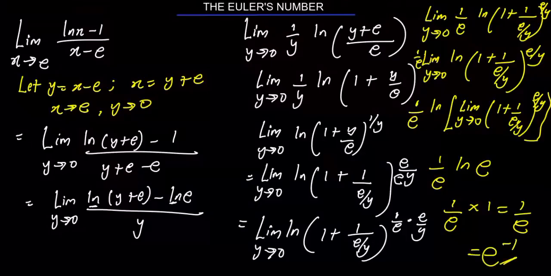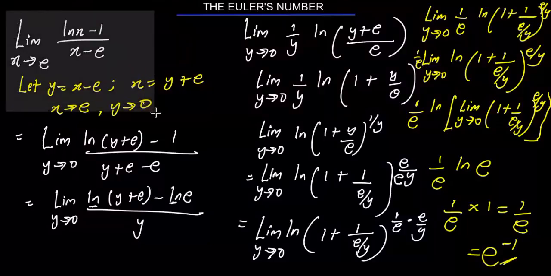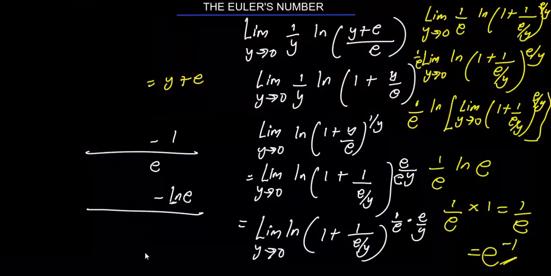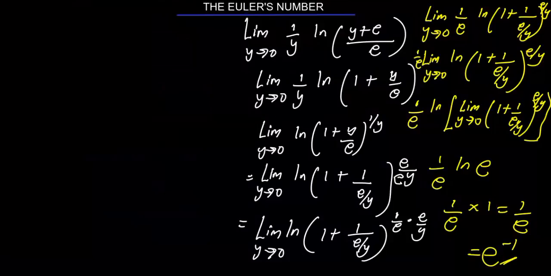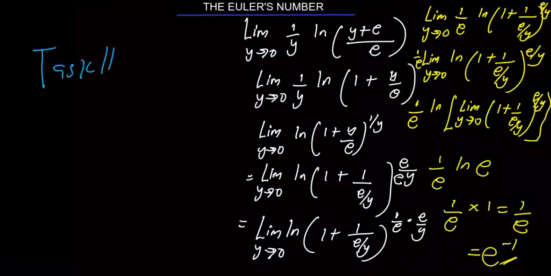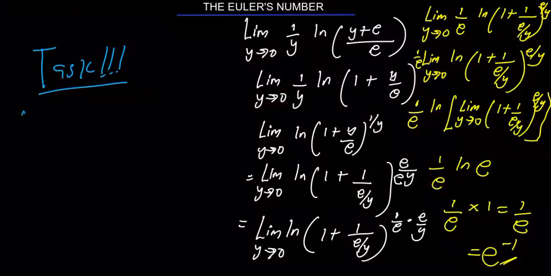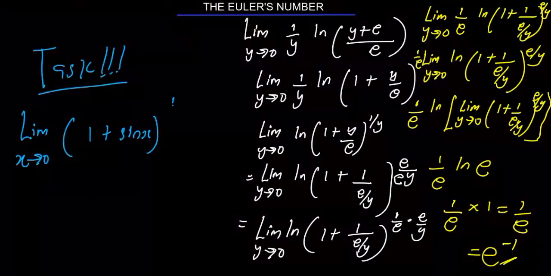And that is it. So if you truly understand this, you can actually show it by commenting on this problem. So solve this task. If I have the limit as x tends to 0 of 1 plus sine x raised to power 1 over x, how do we solve this? So comment your answer below, and thanks for watching.